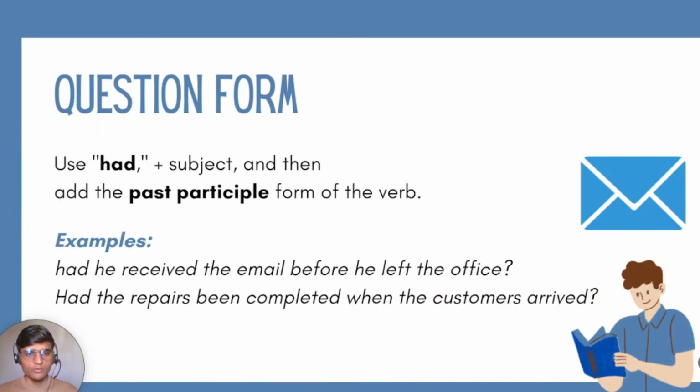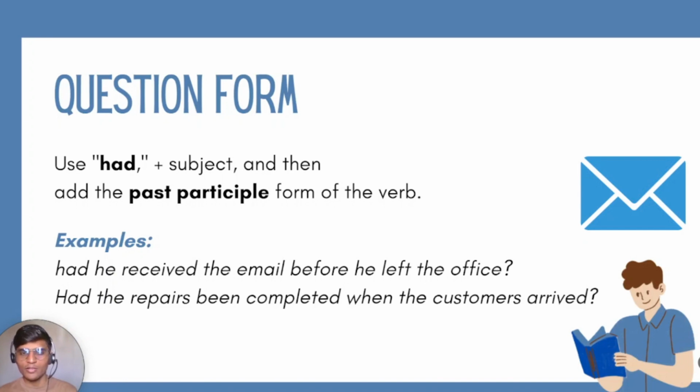Now going for question form. Question form is something when we talk in an interrogative way, right? When we are going to ask questions, it is the same. You're going to use had, definitely, then past participle and verb and question mark. Had he received the email before he left the office?